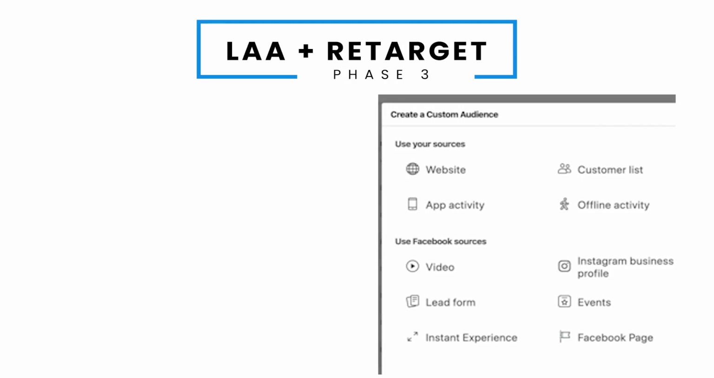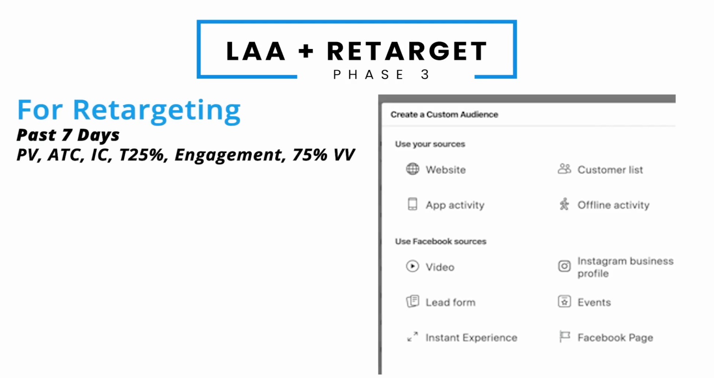First, you should make custom audiences for your retargeting campaign, since these audiences will consist of people that have already seen your ad or visited your store. They are referred to as warm traffic, and they will be much more likely to purchase compared to people who have never seen your ad. For your retargeting campaign, you should make custom audiences from the last 7 days for page view, add to cart, initiate checkout, top 25% time on site, Facebook engagement, and 75% video view. These can all be made in the Create Custom Audience page under Website, Video, and Facebook page.